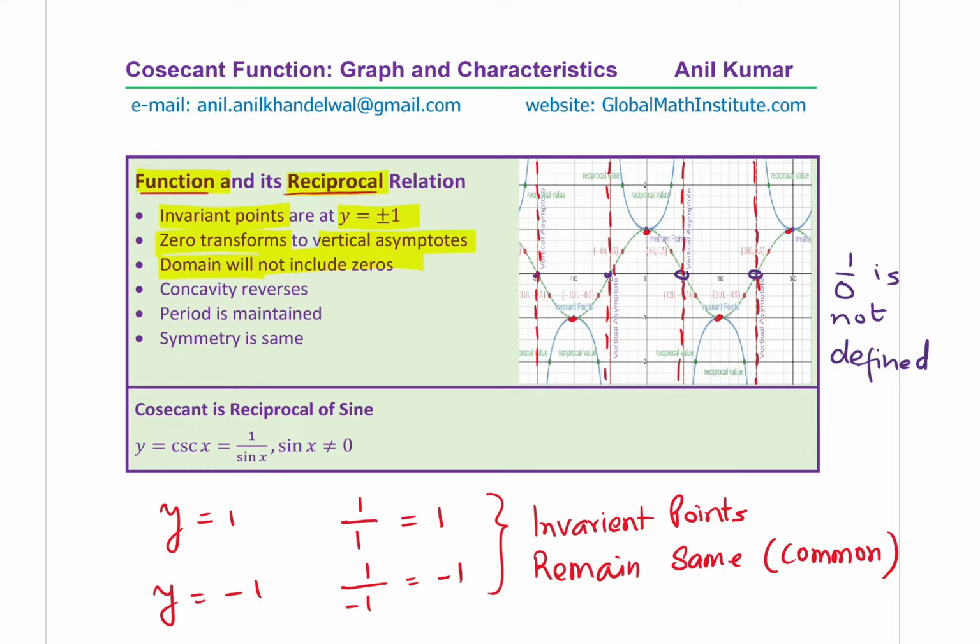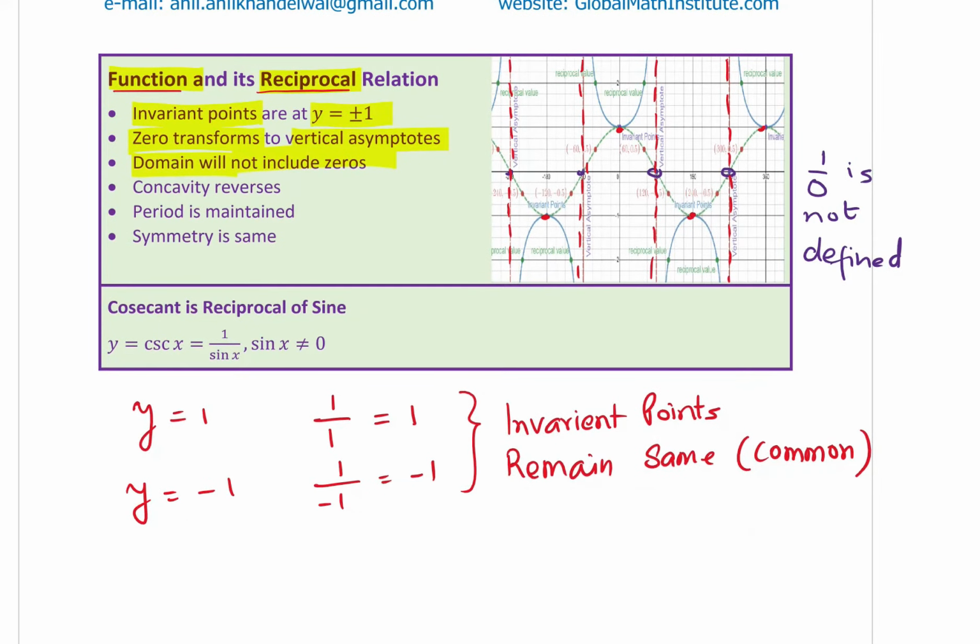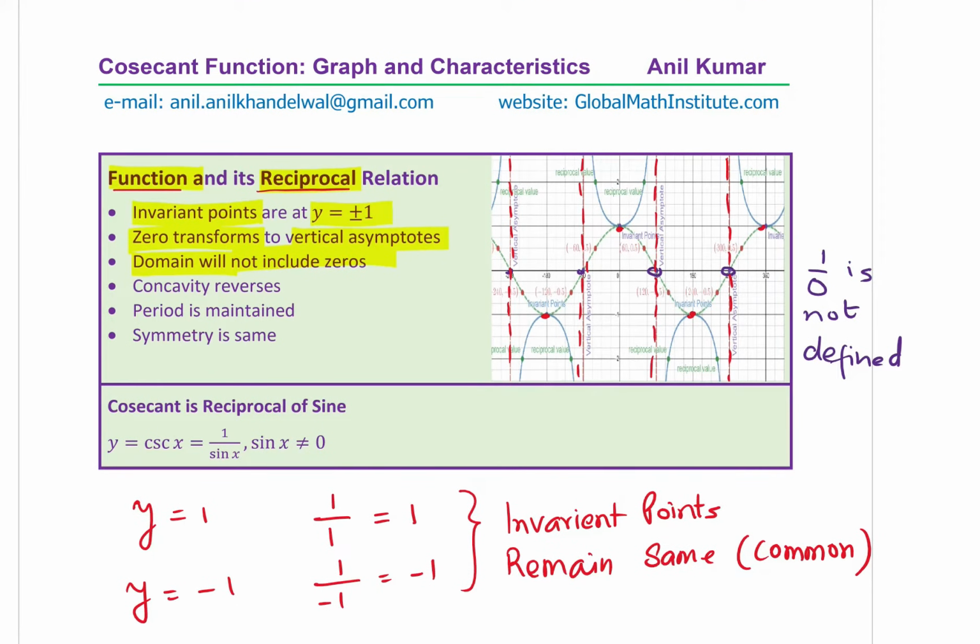Now another important thing is to look into the concavity. So as you can see, the sine function, for example, shown here, is concave down, and in this portion, concave up. If you look into the cosecant function, the concavity reverses, correct? So the portion where the sine was concave down, cosecant becomes concave up. So that's a very important thing to understand, the concavity. As far as the period is concerned, it remains exactly same. So period will not change.